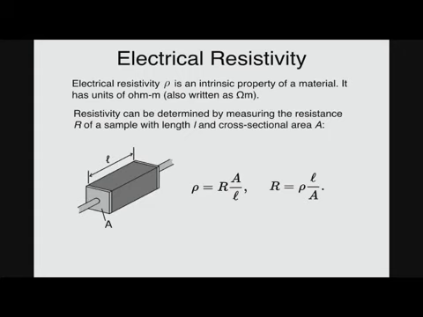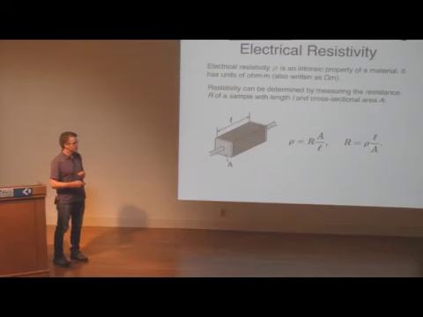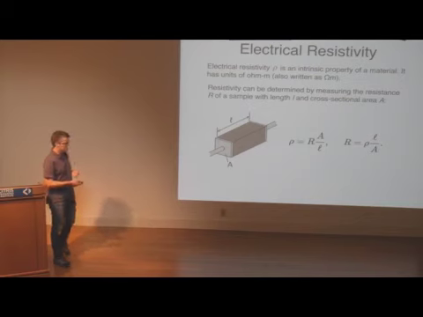So this is resistivity. It's just like density or seismic velocity. There's an intrinsic value. Every material has an intrinsic resistivity. Conversely, if you wanted to know the resistance of a sample, you could take its resistivity, multiply it by the length, and divide by the area, and that would give you the resistance of the sample.